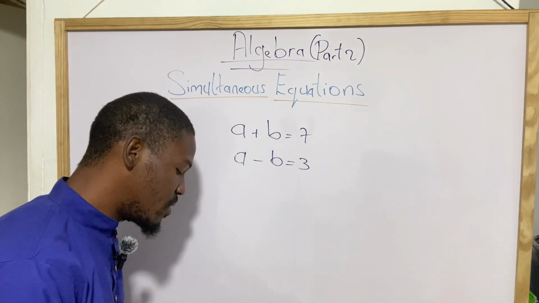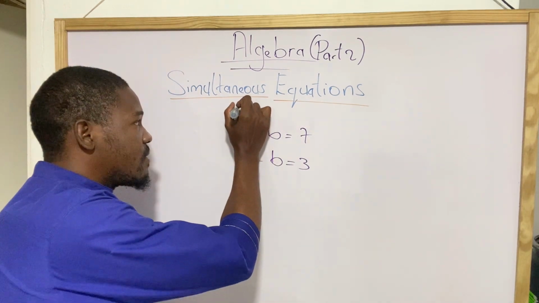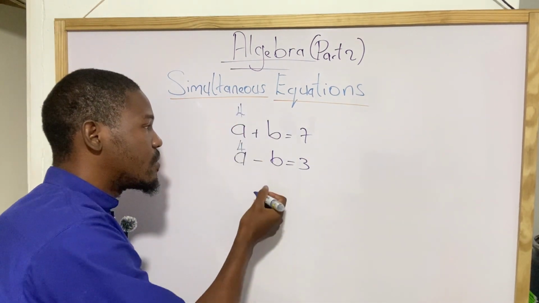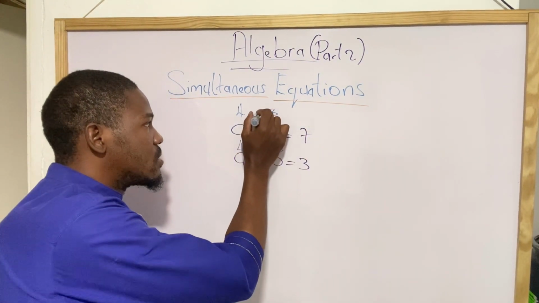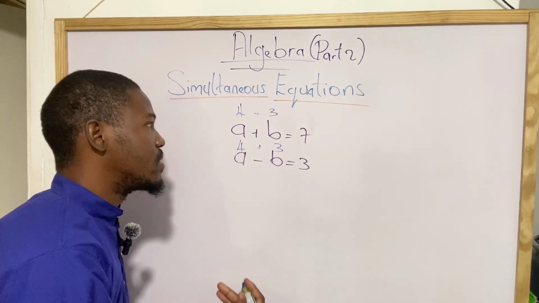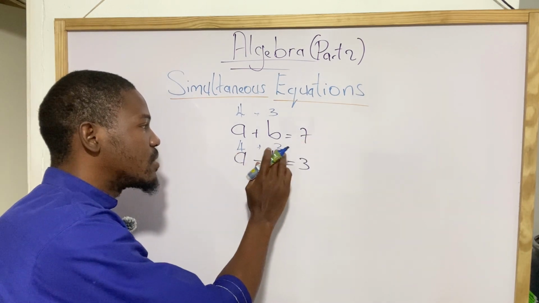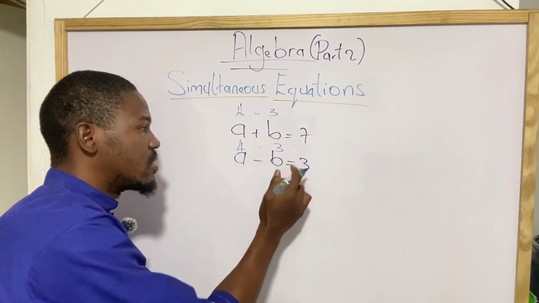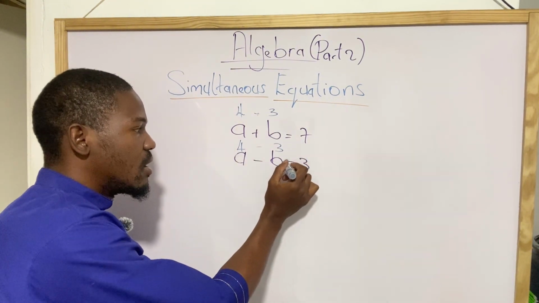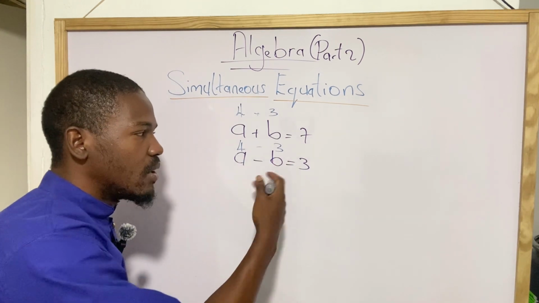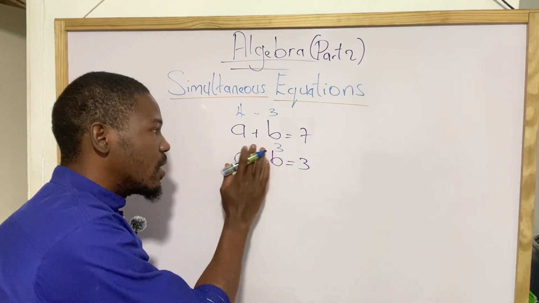For now we're just going to use some random numbers just to explain this. If a is 4 here, a will also be 4 there. If b is 3 here, it's also going to be 3 right there. So let us see if a is 4 and b is 3. 4 plus 3 is 7, so this one is correct. But 4 minus 3 is actually 1. So this one is not correct, because the equation is saying a minus b is 3. So we know that we can't work with 4 and 3.